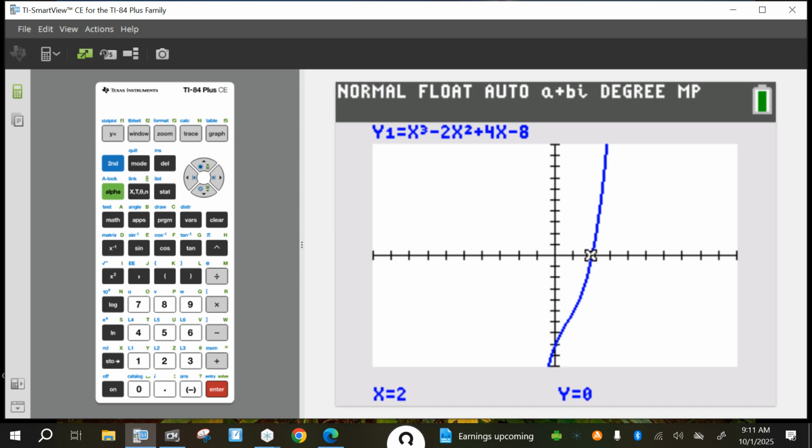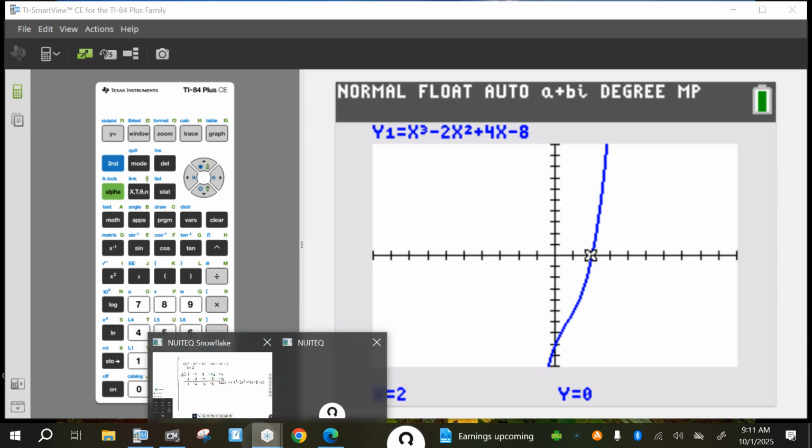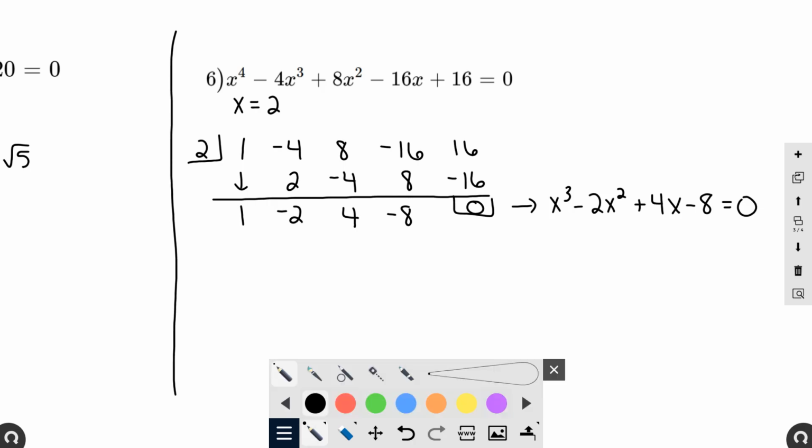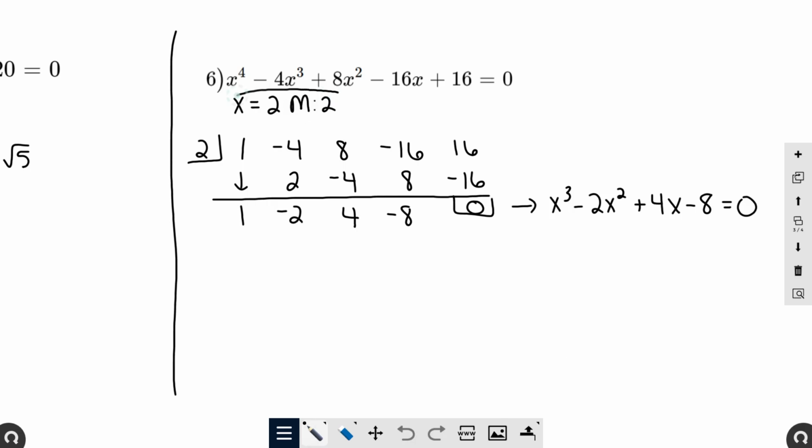It's the same answer twice. What do we say if we get the same answer twice? Multiplicity. This 2 has a multiplicity of 2. And if you looked at the original graph, it looked like this, and it hit at that point 2, 0. It bounced back off. And what do we say if something bounces off the x-axis? It has a multiplicity of 2.